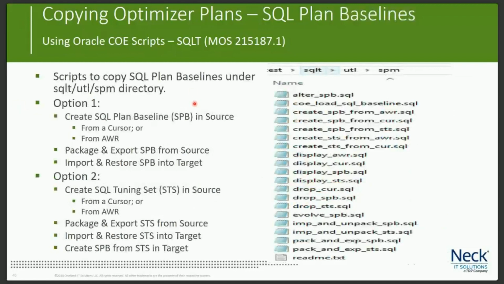Similarly, under the SQLT utl spm directory, there is a script available to copy the SQL plan baseline also. So you create a SQL plan baseline using the scripts here, and then you export and import the staging table. You can do that as well. So you go to SQLT, and when you download that, you can get more information about it. But all the tools are really cool.